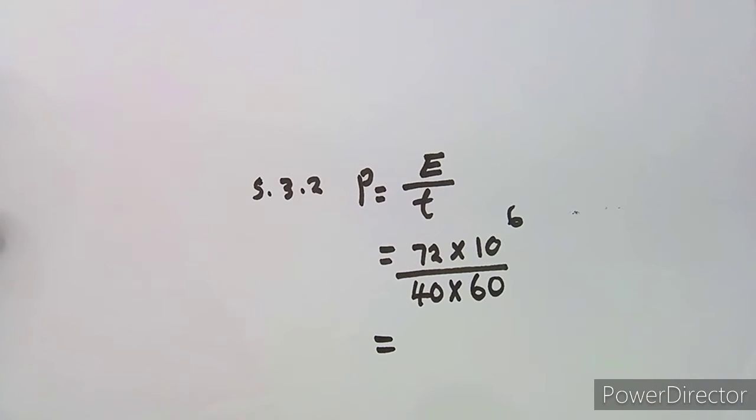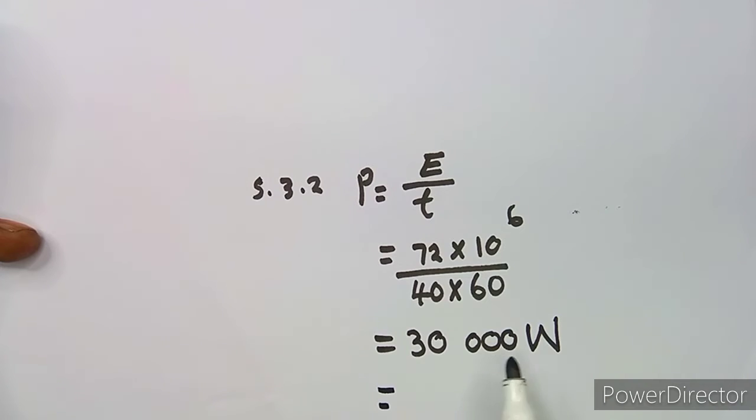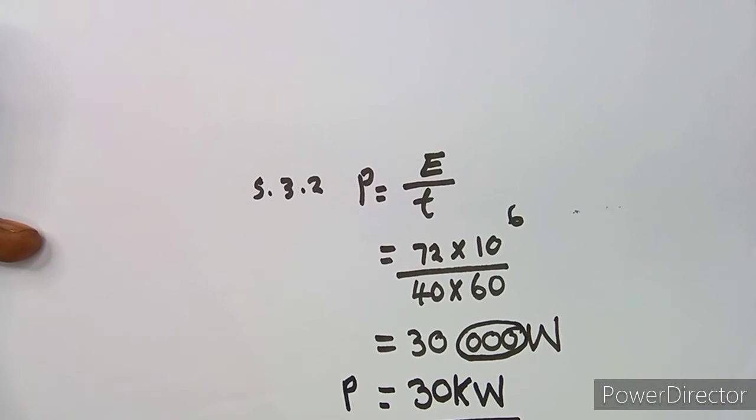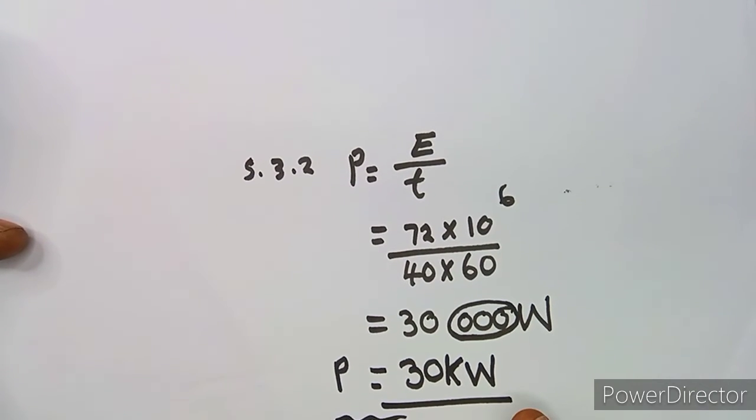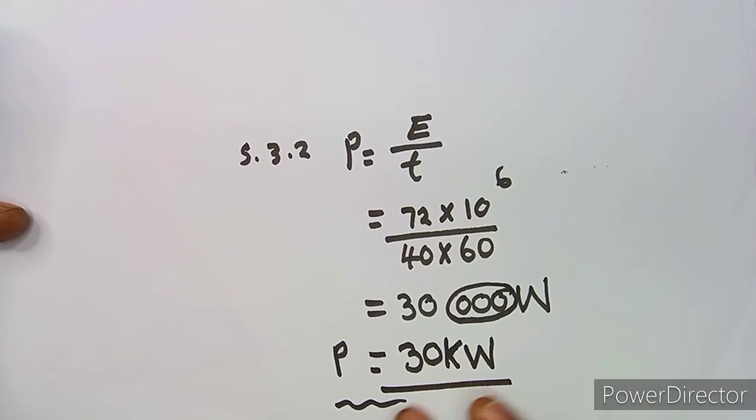So if you multiply and divide, you're going to obtain 30,000 watts. This is the power which is measured in watts. And we know that 30,000 watts is simply, these 3 zeros represent kilo, so it's going to be 30 kilowatts. So you can write your power as 30 kilowatts. The equivalent power is the normal power that you are used to, which is 30 kilowatts. All right, so that is what you have in this case.